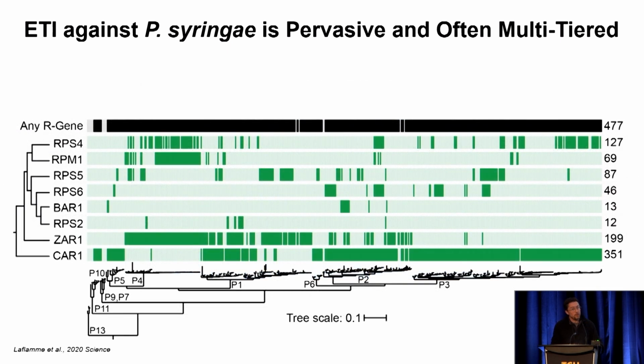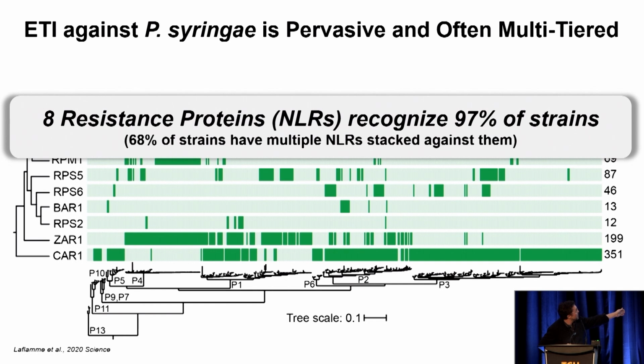When we use the flip side and ask how many resistance proteins are actually required to confer this type of immunity against Pseudomonas syringae, we can map the known resistance proteins that recognize all of these immune elicitors in Arabidopsis. We see that there are 8 resistance genes able to confer pretty much a blanket immunity against Pseudomonas syringae. These 8 resistance proteins that I've listed here on the left can basically recognize 97% of strains.